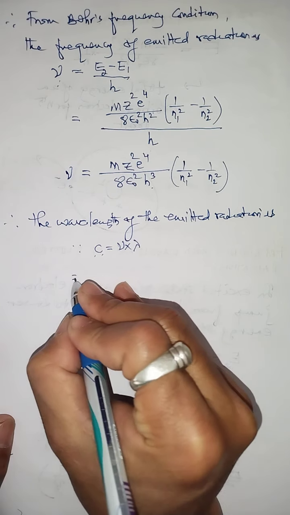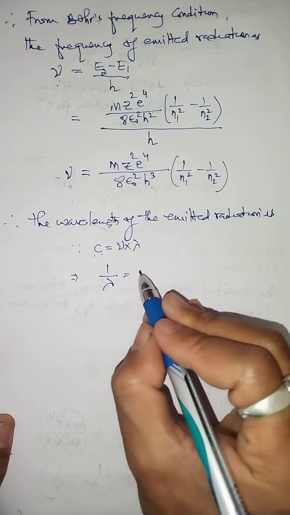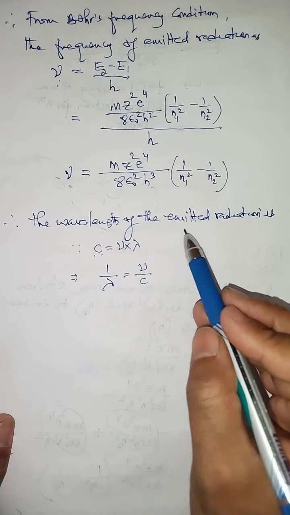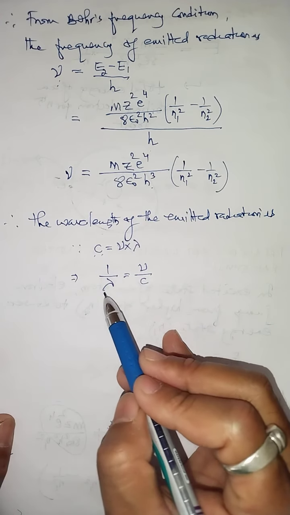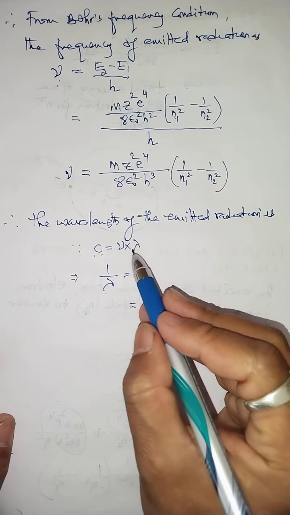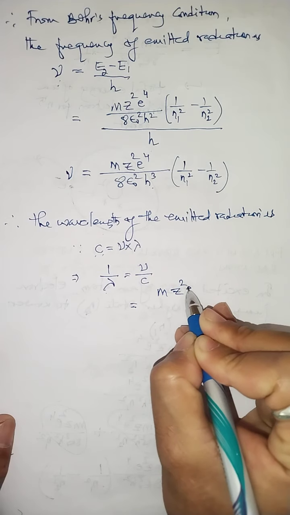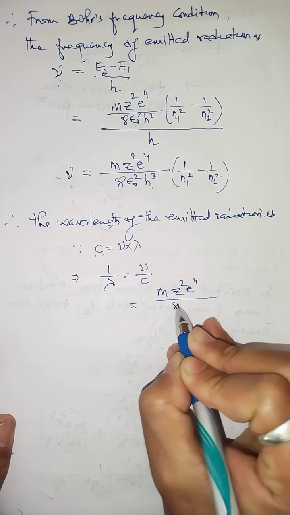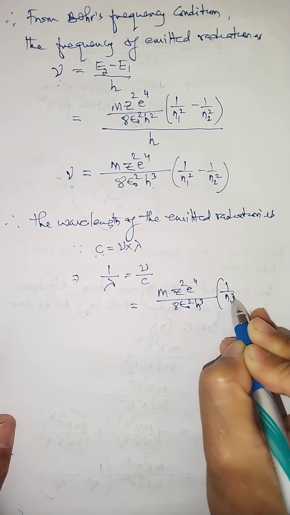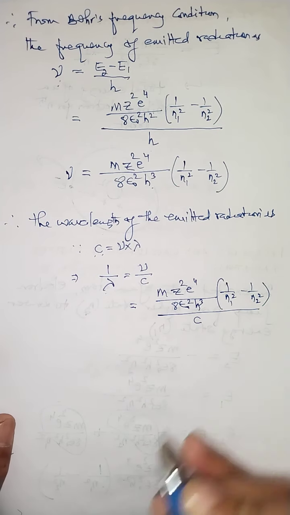So from here what do I do? I write it this way: 1 by lambda. I'll bring lambda to the denominator. 1 by lambda equals nu by C. So the wavelength of the emitted radiation can be given by this relation: 1 by lambda equals nu by C. Now let me substitute the value. Nu, the frequency, is this much: m Z square e to the power 4 by 8 epsilon naught square h cube, with 1 by n1 square minus 1 by n2 square, whole divided by C.